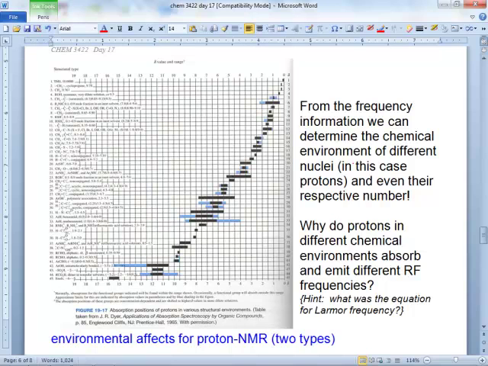even their respective number. So I'm not expecting you to see this. The point is you can see different like CH3O, I mean HC double bond C, that has a different environment than HC triple bond C, right? And they're just trying to say that all these different chemical environments of a proton, they each have their own frequency. Why do protons in different chemical environments absorb and emit different RF frequencies? A proton's a proton.